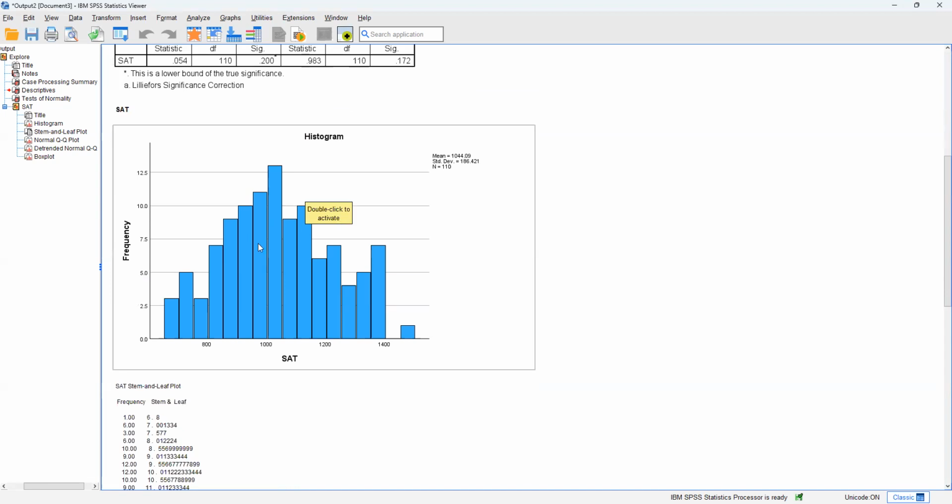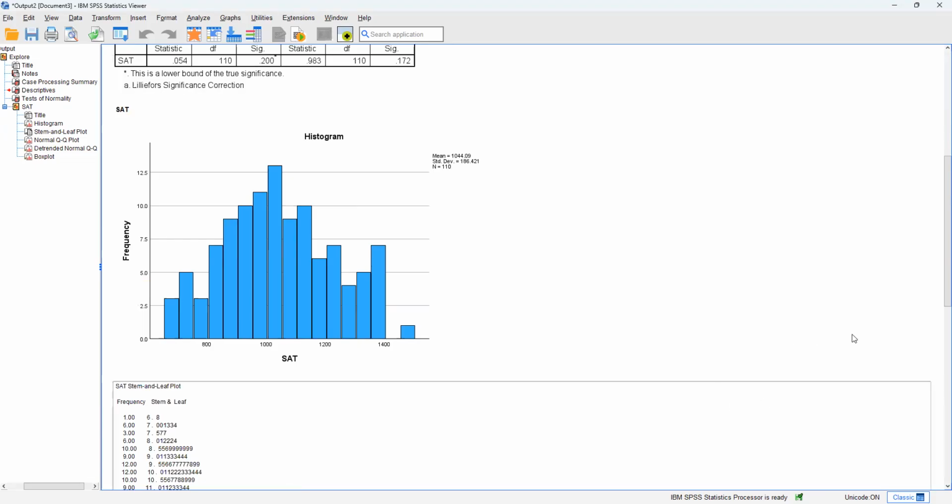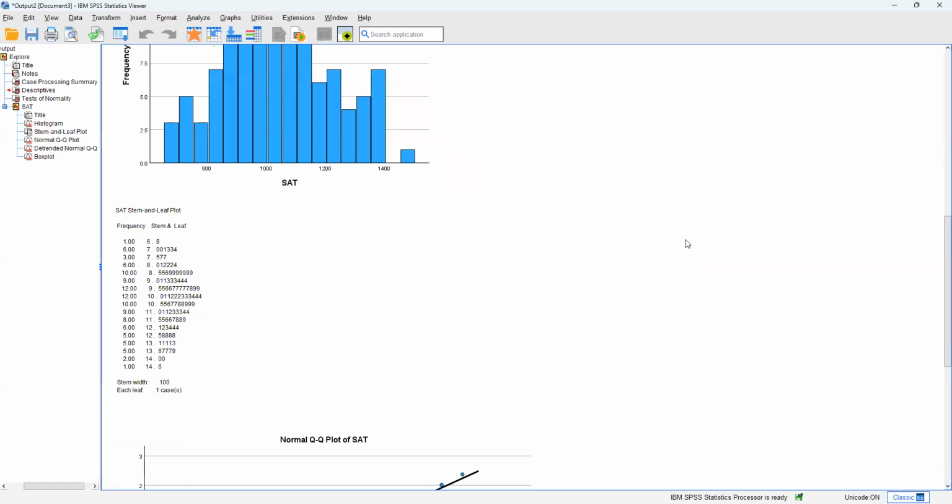If we continue down and look at the histogram, that confirms it. It's a pretty normal looking distribution with lower frequencies on the extreme left and the extreme right, and most of the observations right in the middle of the distribution. We also get a few other useful plots with this. So again, Explore gives you a ton of data to look at.